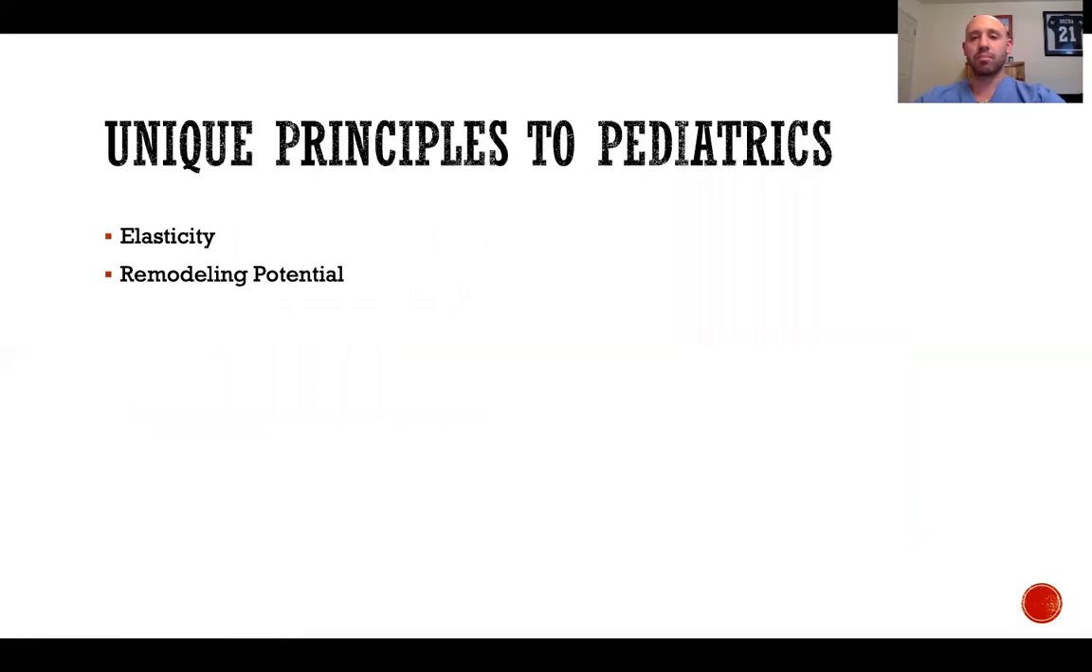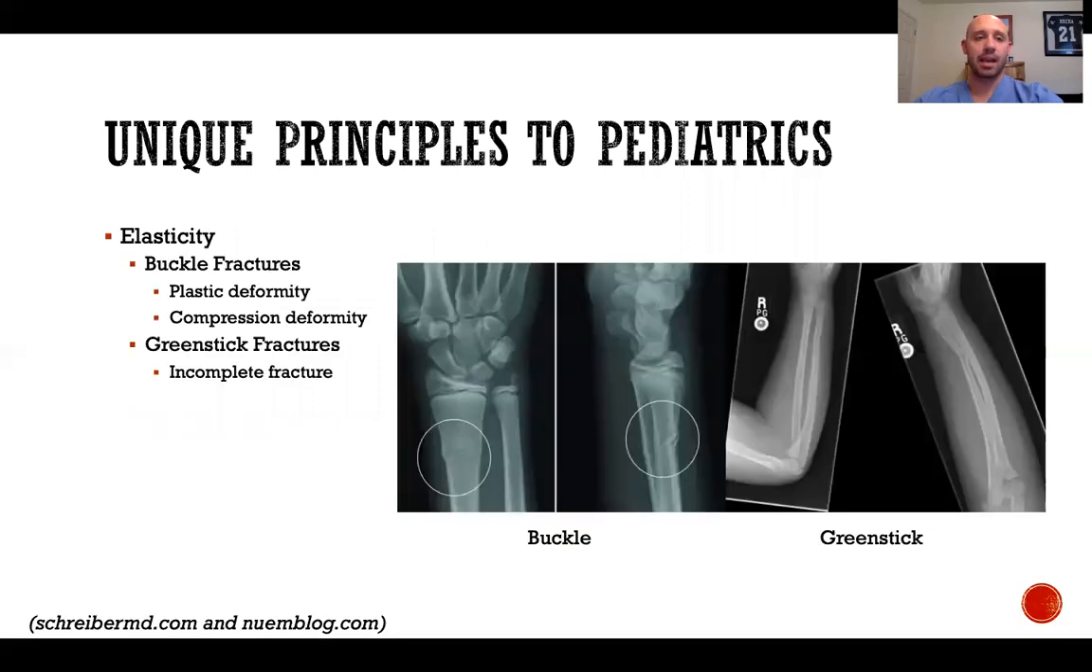So there's some unique principles to peds, and the first one's elasticity. In adults, a lot of times we'll get complete fractures, but in peds, you'll get either a buckle fracture or a greenstick. A buckle fracture is a plastic deformity of the bone where you get some compression. You can see here in the picture, on the radial side, you get this buckling of the cortex, which you can see more pronounced on this lateral x-ray.